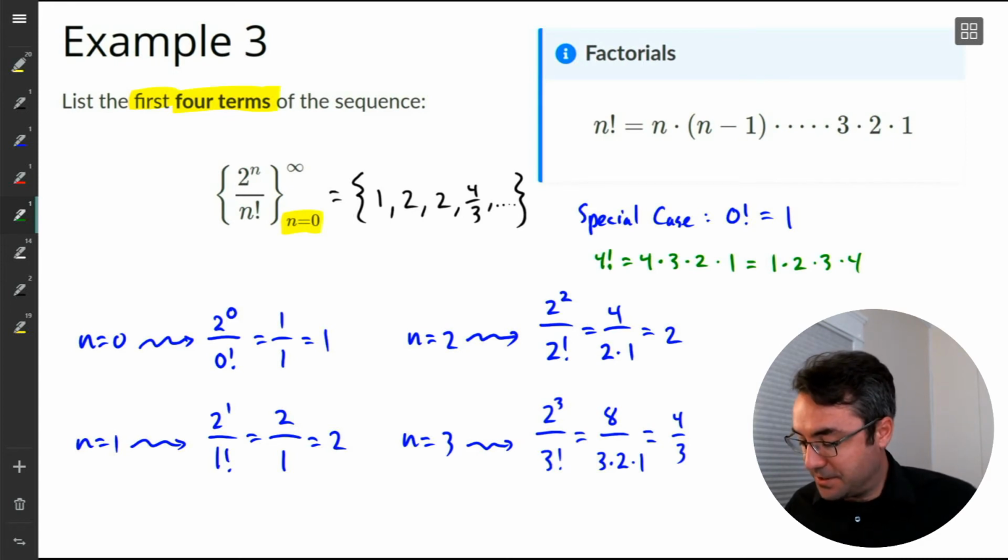All right, so that's a little example there showing how to work with factorials, and we'll be seeing these again.